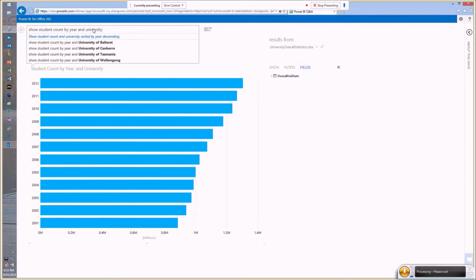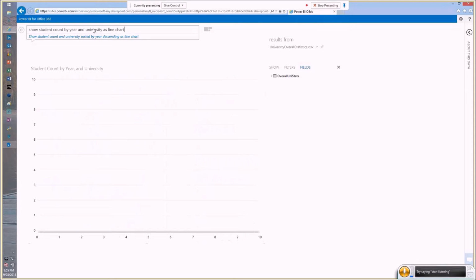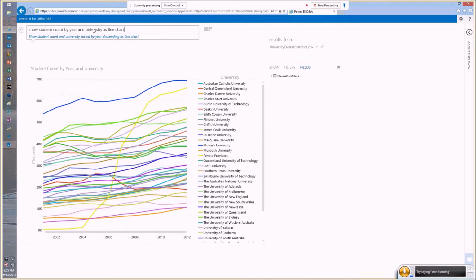Now, this is going to give me a chart that doesn't really make much sense. So it's showing me all the student count and then breaking it down for the different universities. That doesn't really help me. So again, let me change that into a line chart and I'll probably get a much better interpretation of the data. And in fact, we've now gone from a set of data to something that's really revealing.